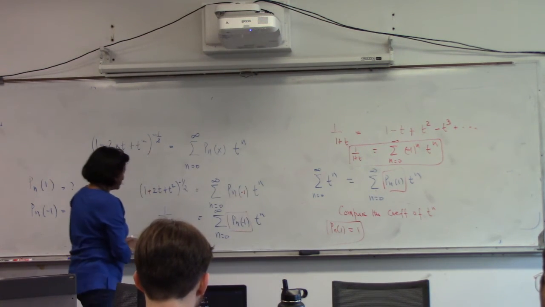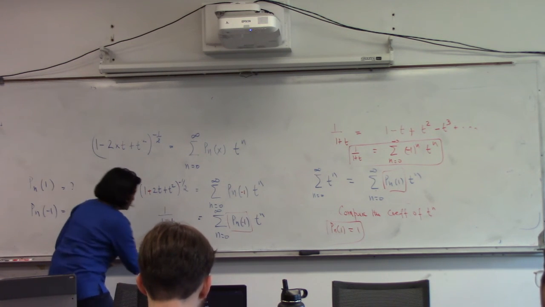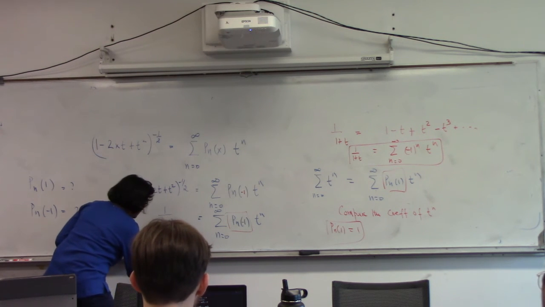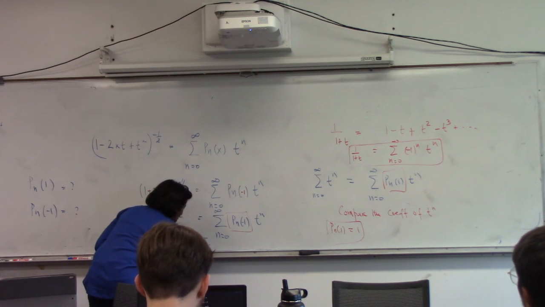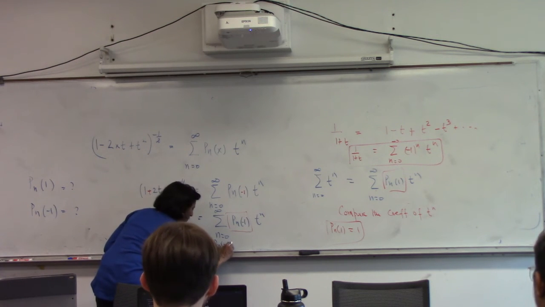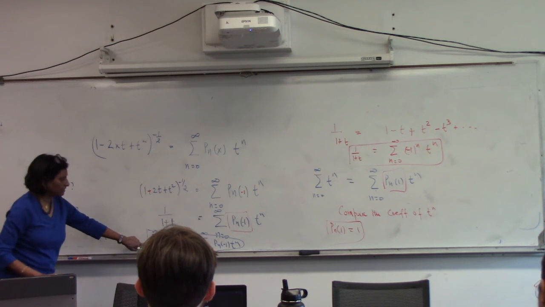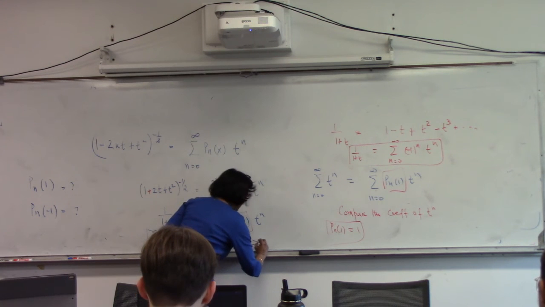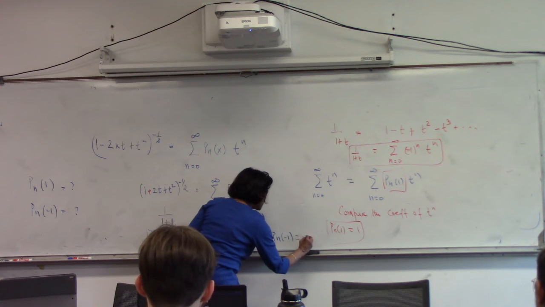If I want to write the summation form, the left hand side is the summation of negative 1 to the power n, t to the power n, going from 0 to infinity, which is equal to the summation over n from 0 to infinity of P sub n at minus 1, times t to the n. Again compare the coefficient of t to the power n. In this case, P sub n of minus 1 is nothing but minus 1 to the power n.